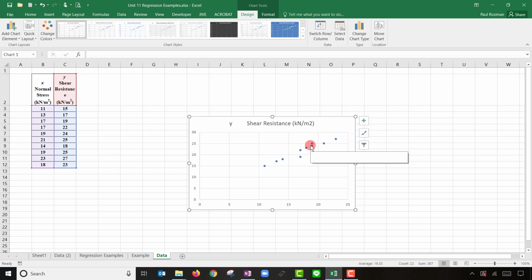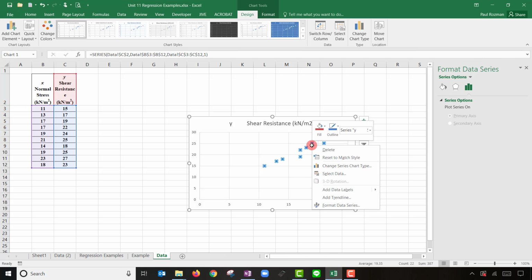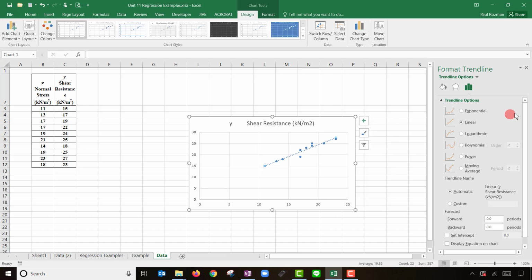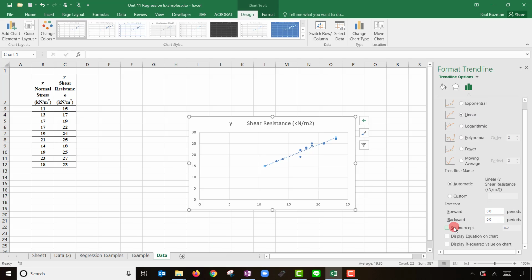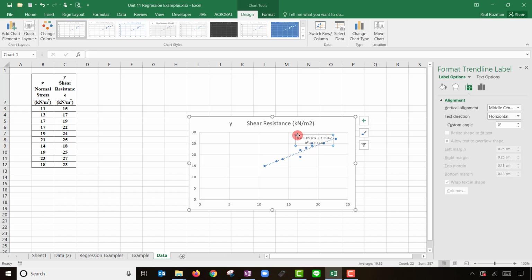And if you want the equation of the line, you can right click on it, add trend line, and then you get a choice of what type of regression you want to do: exponential model, linear, logarithmic, polynomial, etc. We want linear, and we want to make sure that we display the equation on the chart. And I also want to see the R squared value. And then, if you don't like where it put it, you can move it wherever. So that's quickly how you make one of these things.